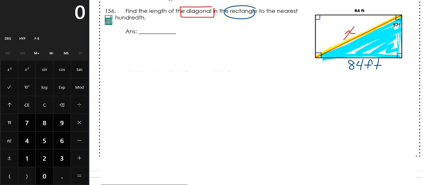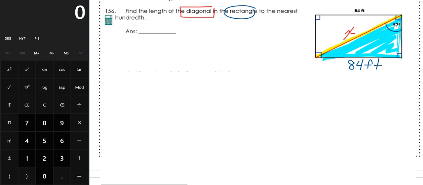And with right triangles, we try to use either trig or Pythagorean theorem if we're trying to solve for a missing side. Now, since I only have one side length, I don't have two for my blue right triangle, I can't use Pythagorean theorem. I have to use trig. And notice I even have a 57-degree angle here, so that's perfect. I can go ahead and use trig.